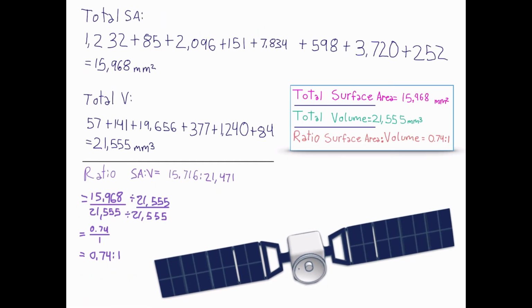The total surface area added up to 15,968 millimeters squared, and the total volume added up to 21,555 millimeters cubed. The final ratio shows that overall the satellite has more volume than surface area.